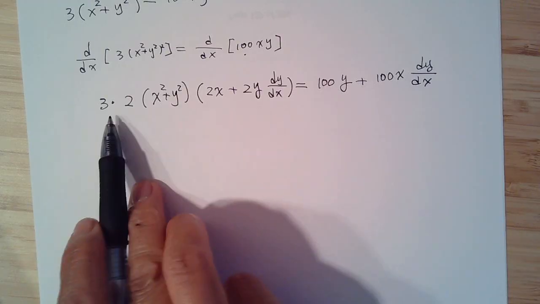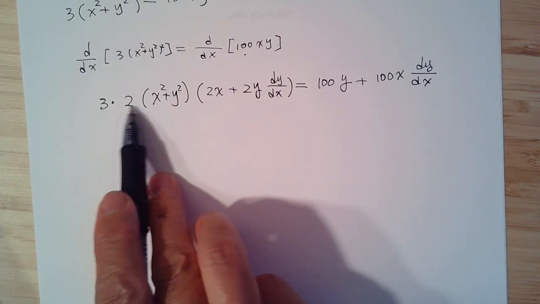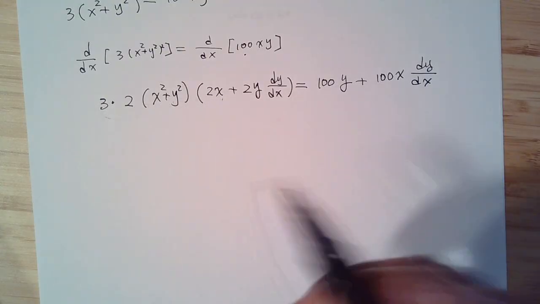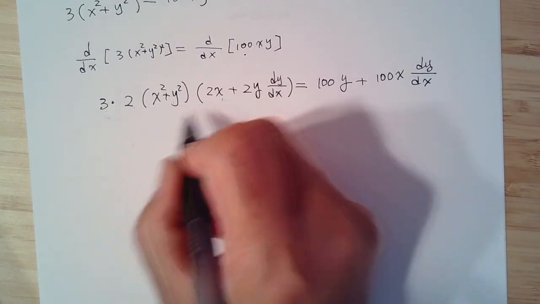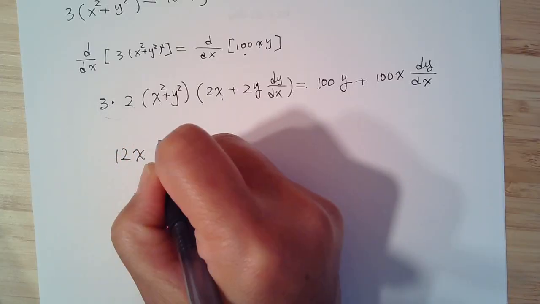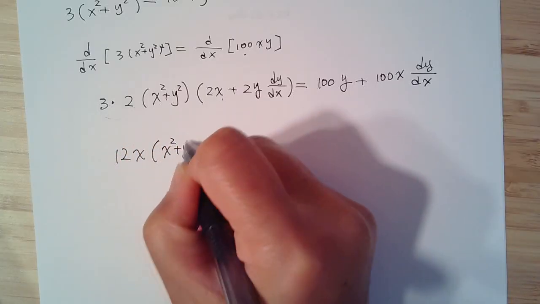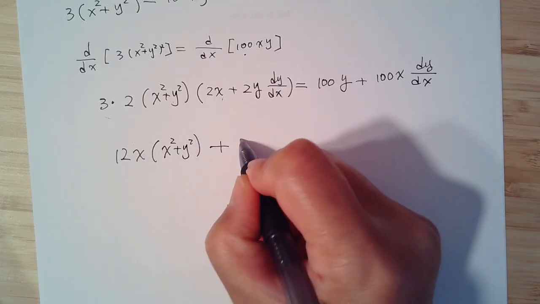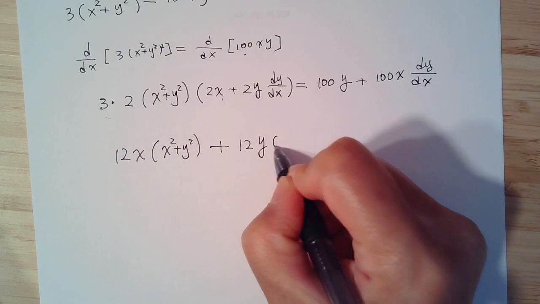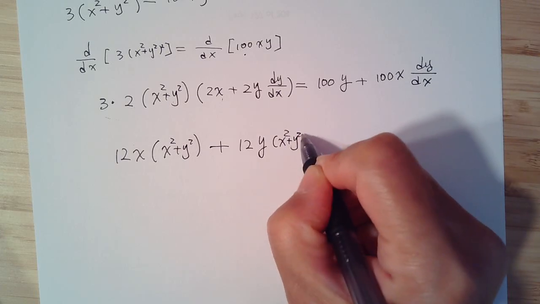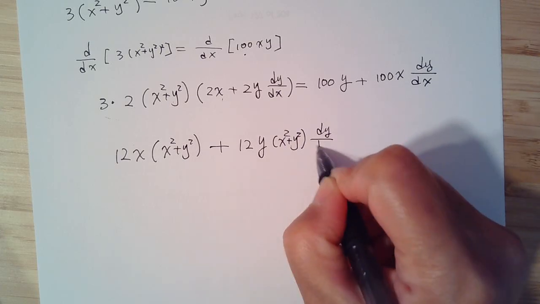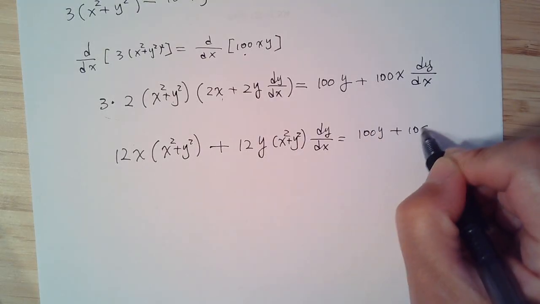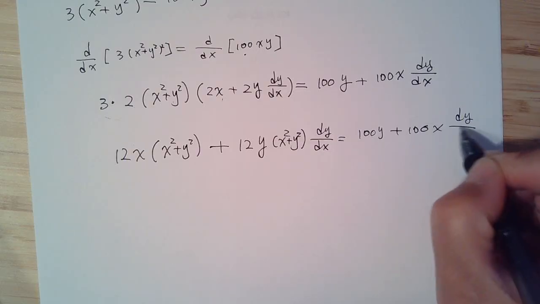So let me just make it a little easier. There are 4 terms multiplied together: 3 by 2 by 2, which is 12x times (x squared plus y squared). Okay, so this times that becomes 12y times (x squared plus y squared), and then dy over dx. And the right side, I have 100y, I have 100x. So far, I just leave it like that.